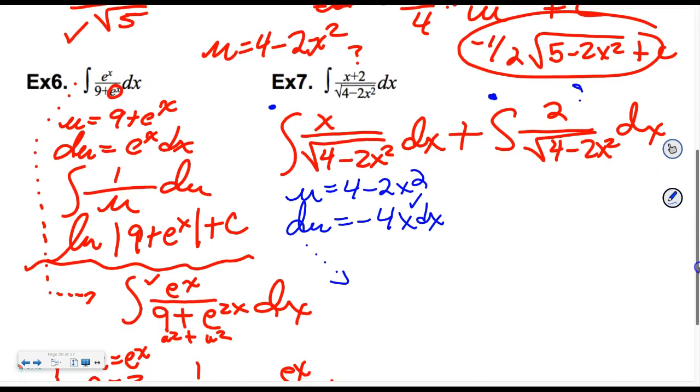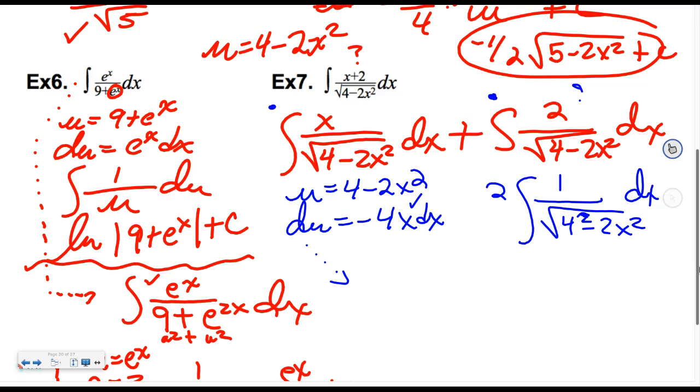So then this is where I start to think, okay, this is looking really a lot like arcsine. I'd have 2 out front. I'll put the 1 on here. This is the square root of a squared minus u squared, but I have to generate du. So in this scenario, oops, I said a squared and I wrote 4 squared, sorry. See if I can get that out of here.